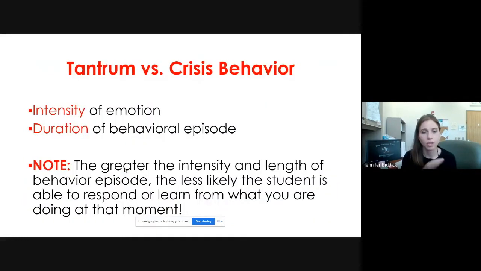So again, we're looking at that intensity of emotion and the duration of the behavior to discriminate between a tantrum versus a crisis behavior. They may look very similar, but there's going to be a difference in that intensity and duration. Also, once your student reaches a crisis level, the greater the intensity and duration of the behavior, the less likely the student is going to be able to respond to or learn from what you are doing or saying in that moment. We're going to talk a lot more about that in the next couple minutes.